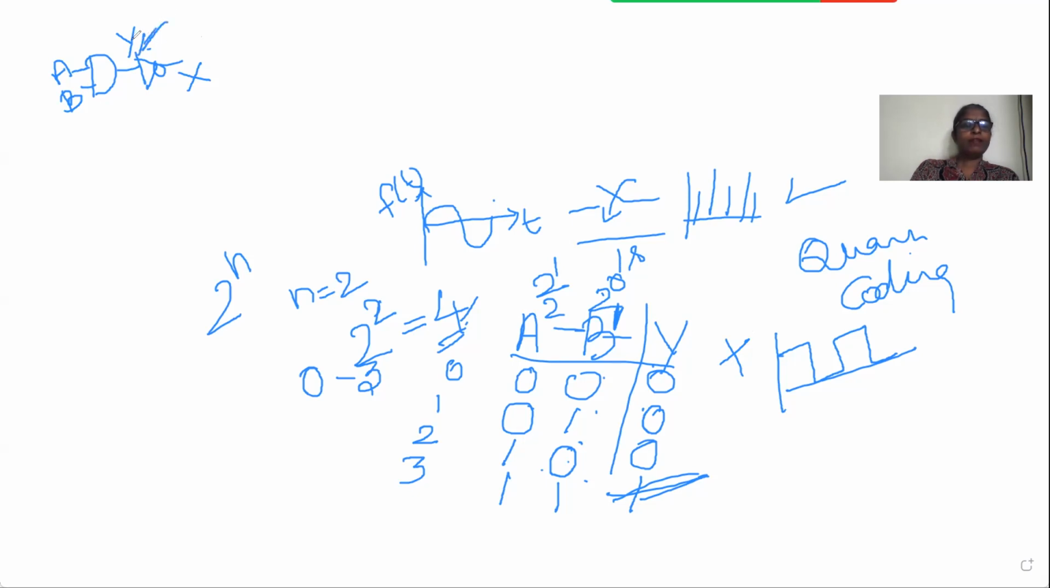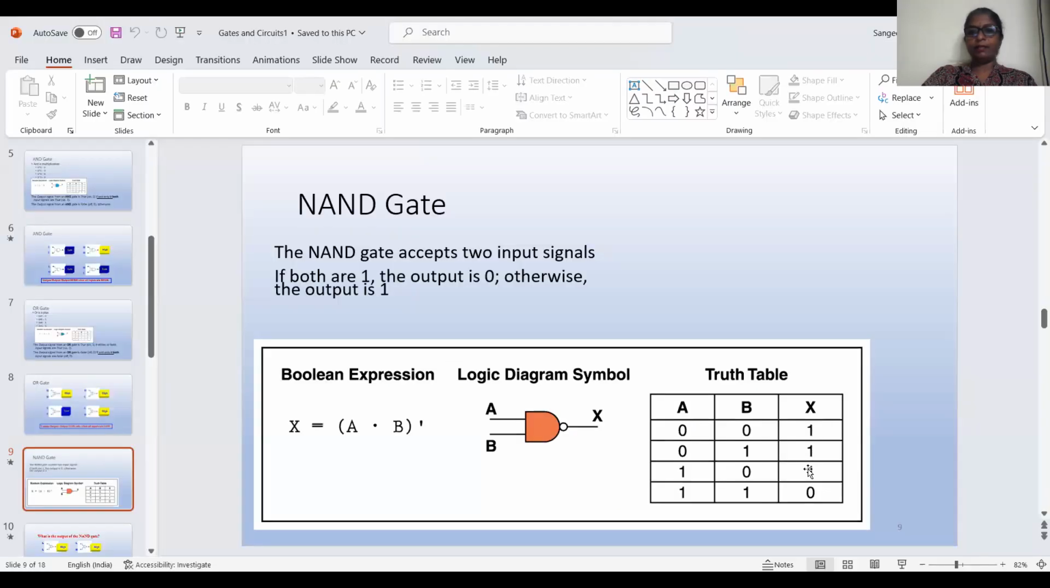The AND gate output, if I feed it as an input to the NOT gate, then the output Y will be 1, 1, 1, 0, because it is a NOT gate. 0 gives 1, 0 gives 1, 0 gives 1, 1 gives 0. Okay. So 1, 1, 1 and 0 is the output of the NAND gate. See, 1, 1, 1, 0, this is the output of the NAND gate. Now, simple.